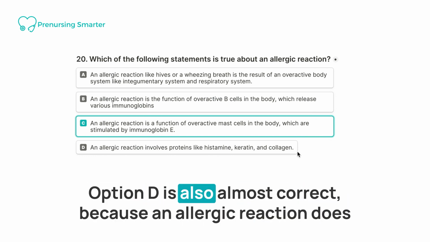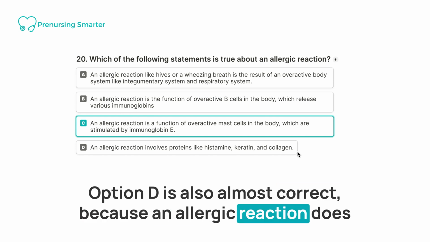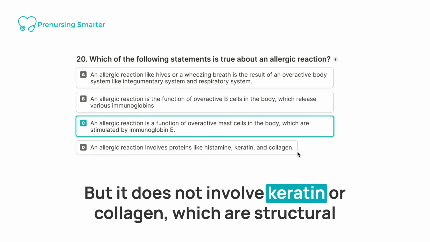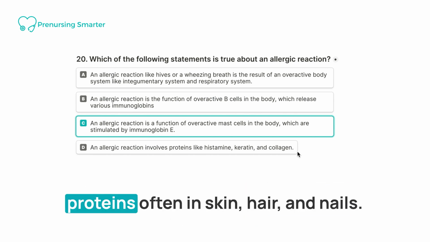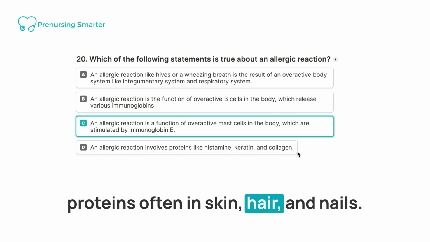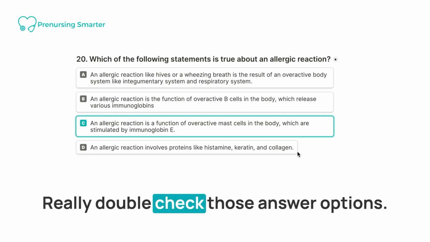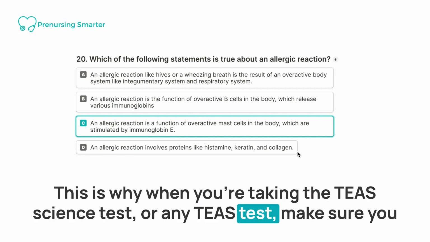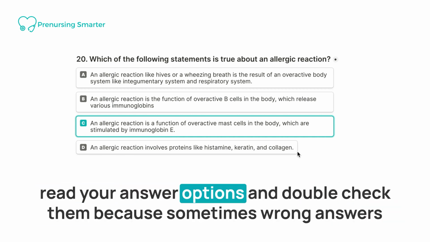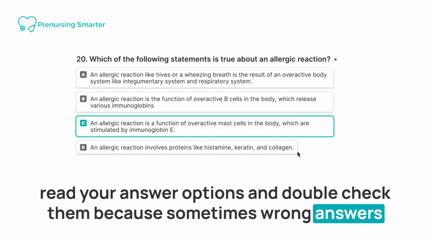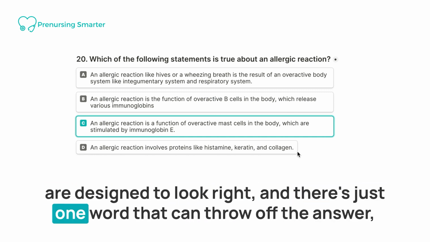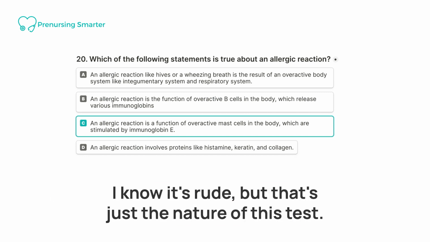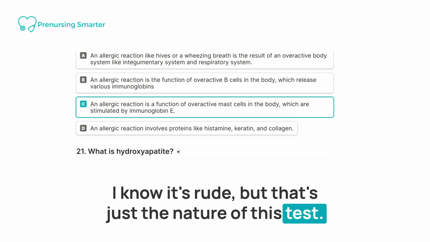Option D is also almost correct because an allergic reaction does involve proteins, specifically histamine, but does not involve keratin or collagen, which are structural proteins often in skin, hair, and nails. Really double check those answer options. This is why when you're taking the TEAS science test or any TEAS test, make sure you read your answer options and double check them, because sometimes wrong answers are designed to look right, and there's just one word that can throw off the answer, and then there's a better answer option. I know it's rude, but that's just the nature of this test.